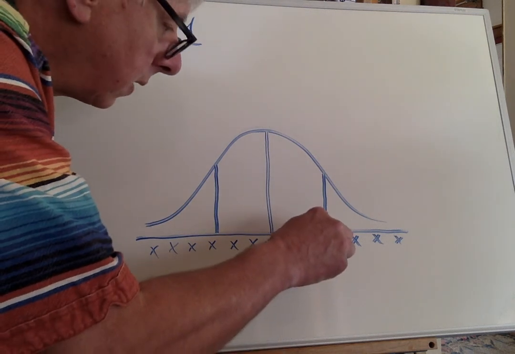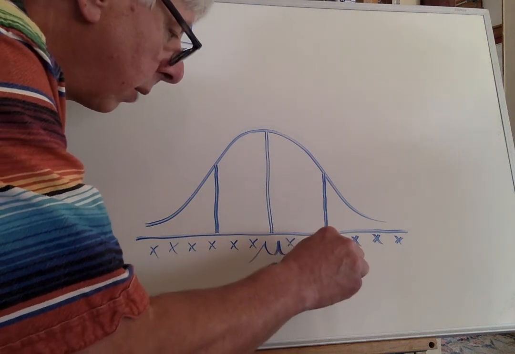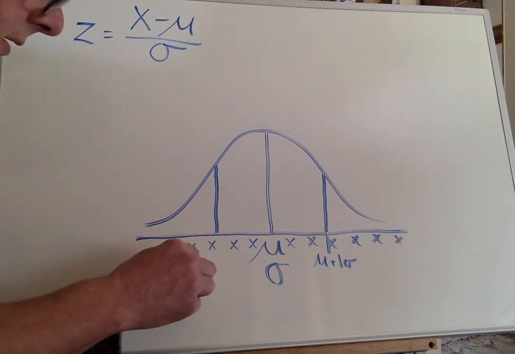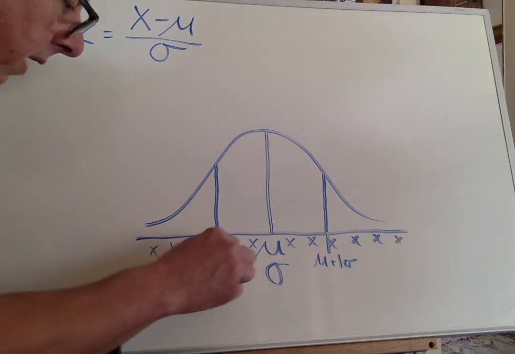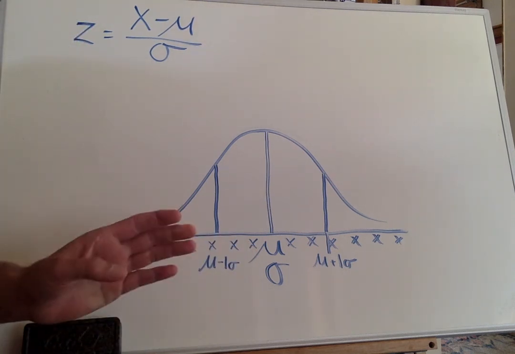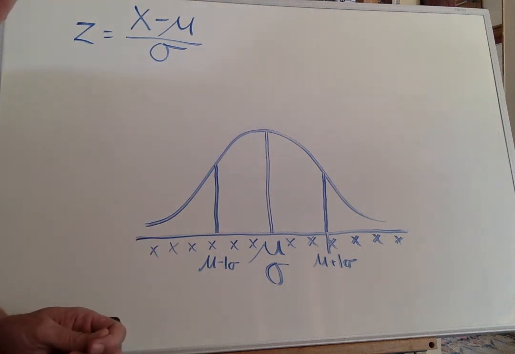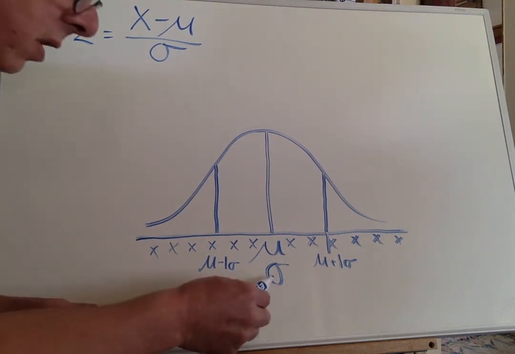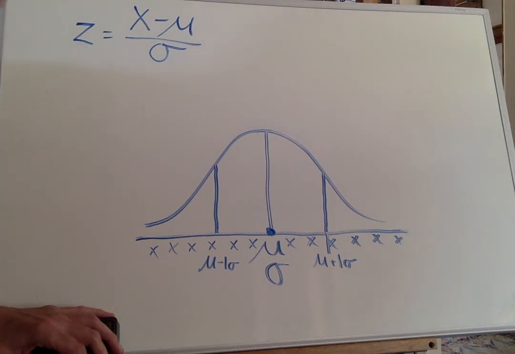So this point represents the mean plus one standard deviation. And this point would be a score that's equal to the mean minus one standard deviation. Okay? And in fact, let's put this in terms of z-scores. Even though I don't have any specific values here, I certainly know what the z-score would be right here. I know what the z-score would be right there.